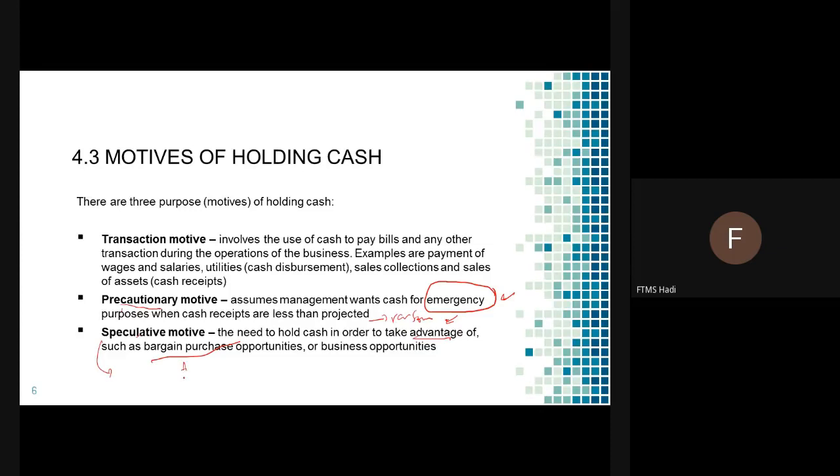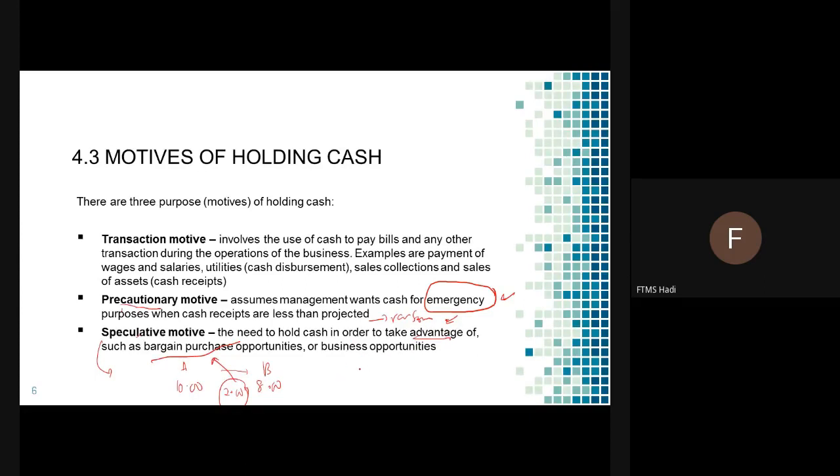Previously, let's say you go to shop A and you buy one product at 10 ringgit. After some time, you find out that shop B is selling the same thing at only 8 ringgit. So the gap of 2 ringgit is a speculative motive, because you take advantage of a situation by saving more money. So that is a speculative motive.